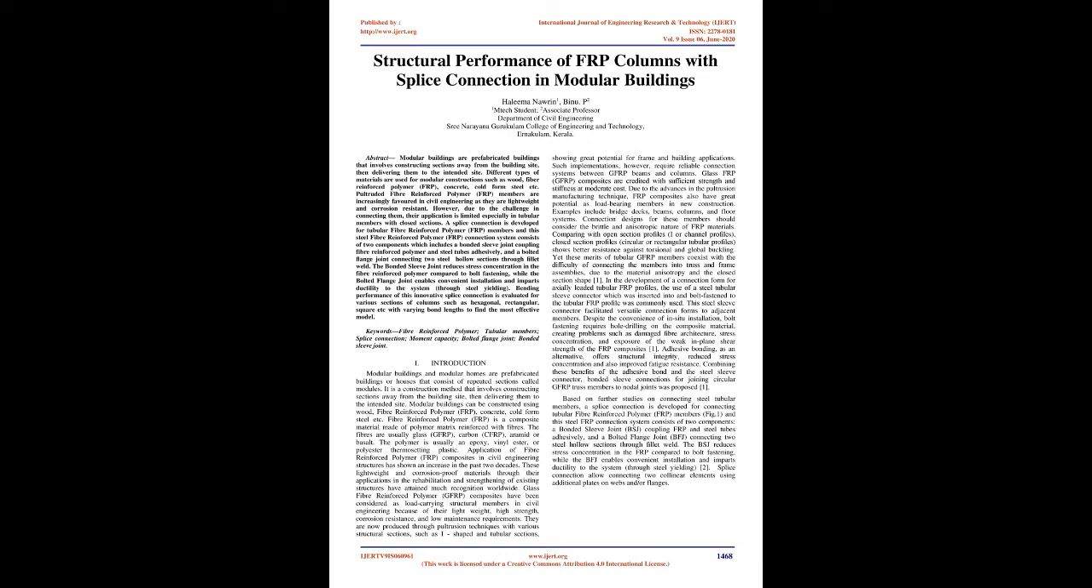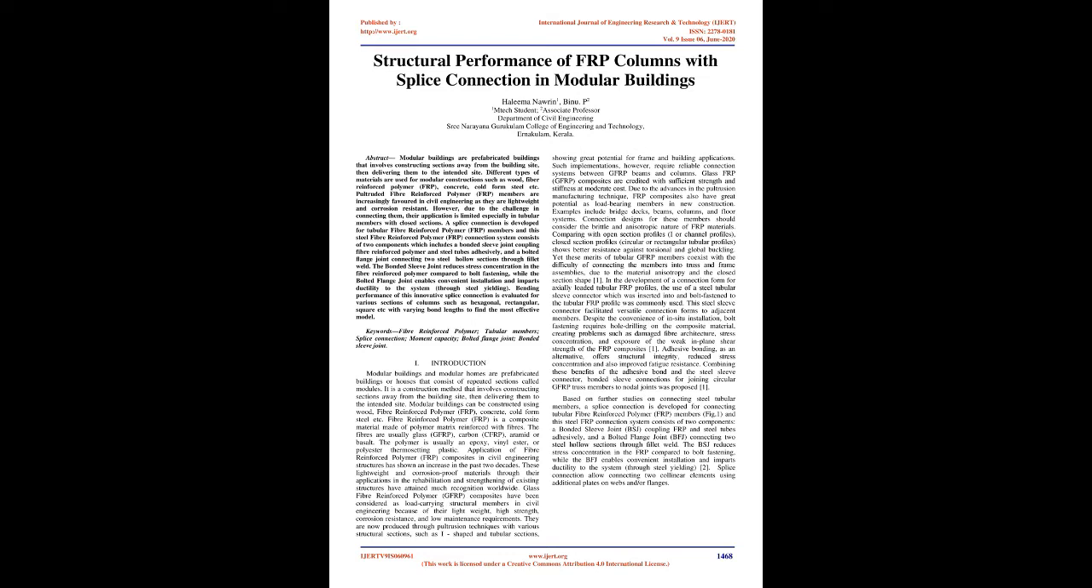Connection designs for these members should consider the brittle and anisotropic nature of FRP materials. Compared with open section profiles, or channel profiles, closed section profiles, circular or rectangular tubular profiles, show better resistance against torsional and global buckling. Yet these merits of tubular GFRP members coexist with the difficulty of connecting the members into truss and frame assemblies, due to the material anisotropy and the closed section shape [1].